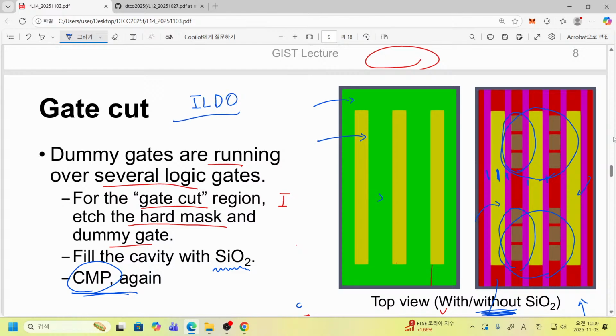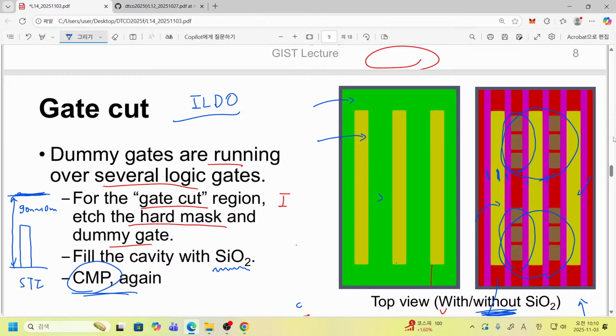Starting from our STI, of course, we have the fin height. After that, we introduce a dummy gate. So dummy gate running, and here we have a dummy gate. Its height is about 90 nanometers or 100 nanometers, but this one does not determine the height of our ILD0.